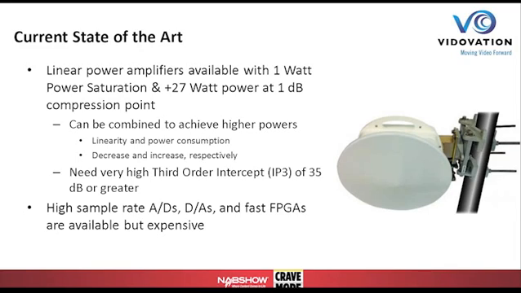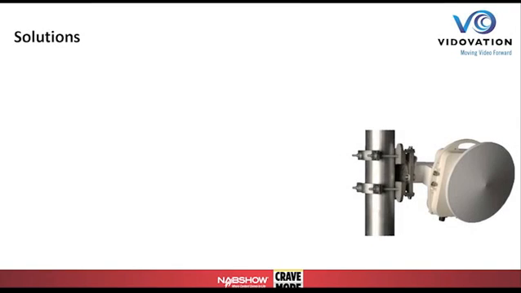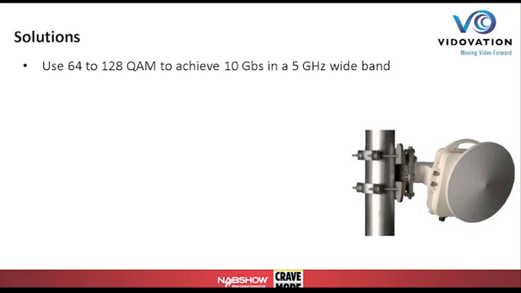The availability, since everything is digital now, the availability of fast A to Ds, D to As, and FPGAs to do the modulation and the encoding, those are available today. But at the data rates that we need, they're expensive. So again, with volume, these costs will go down. And then, we've done some tests.